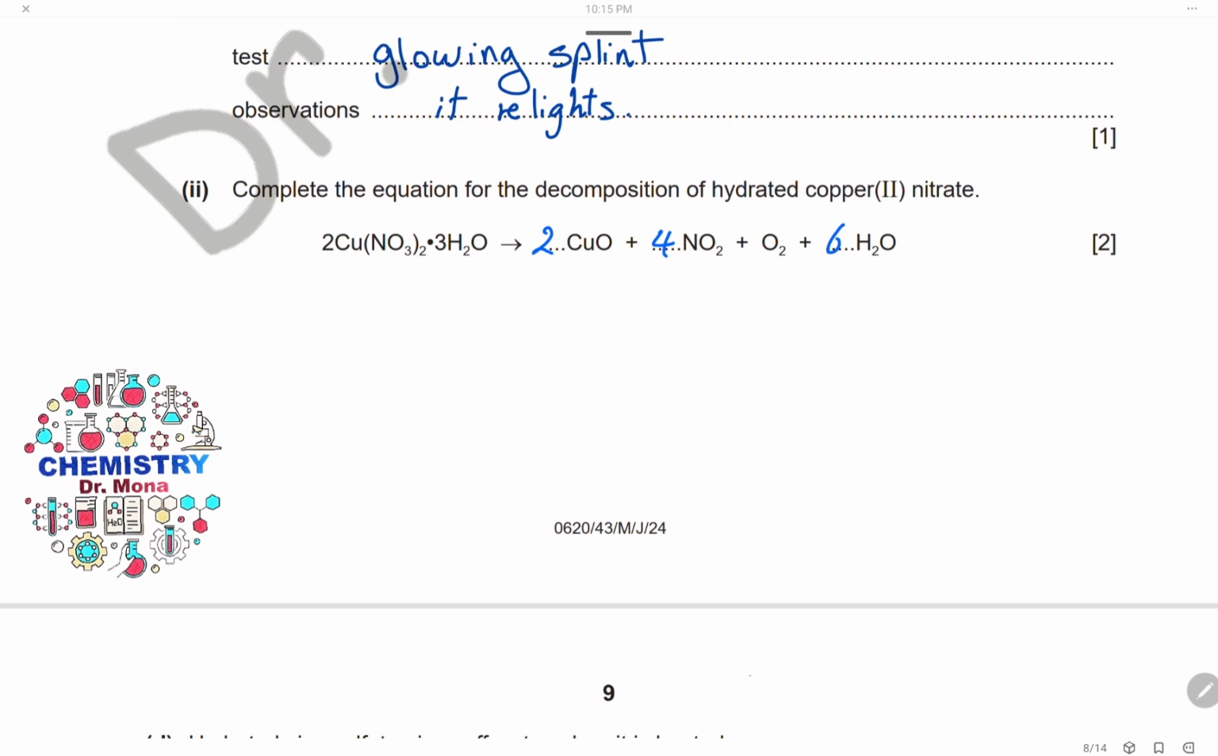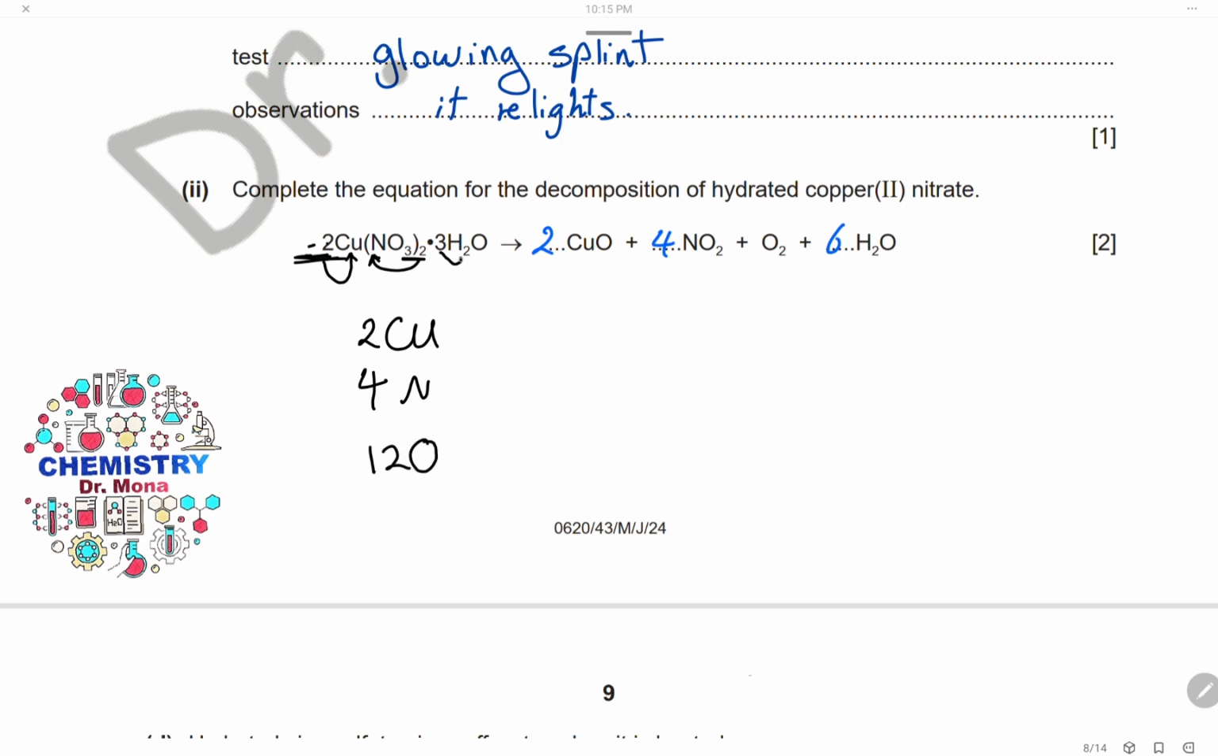Complete the equation for the decomposition of hydrated copper nitrate. First, we have to know that this 2 in front of the molecule is multiplied by the whole molecule, so we have 2 copper. And for nitrogen, we have 2 nitrogen times 2, so it will be 4 nitrogen. For oxygen, here we have 2 times 3 is 6, and multiplied by the 2 in front of the molecule, so we have 12 oxygen.